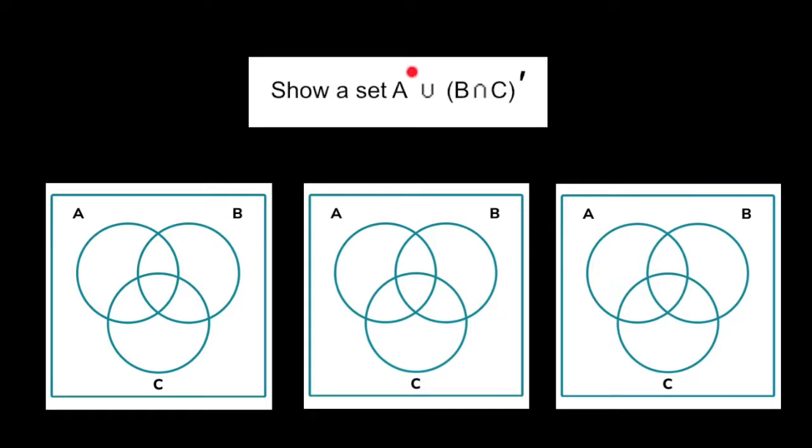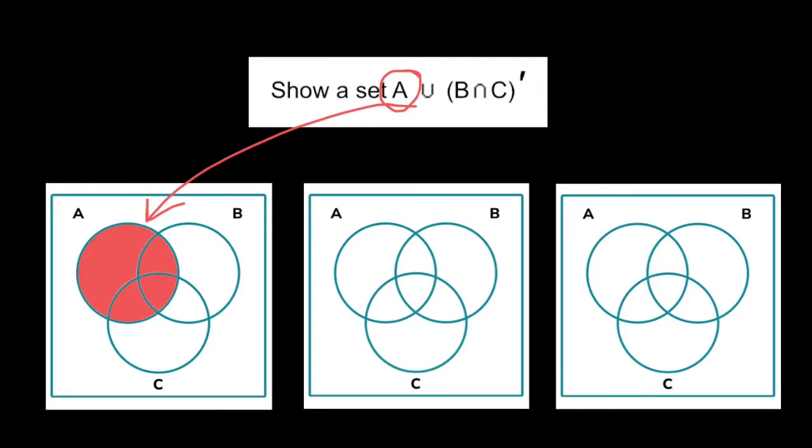Today we are going to talk about set theory, and we have to find the set A union complement of the intersection of B and C. Okay, let's break it into smaller tasks. For example, let's show A. It is very easy. Here is a segment A, circle A.